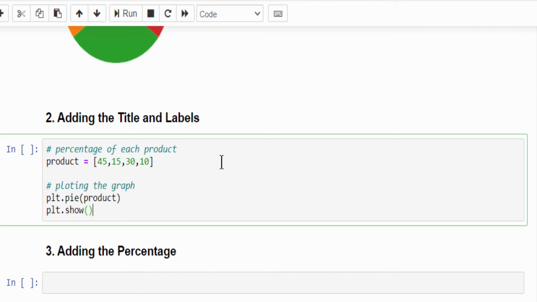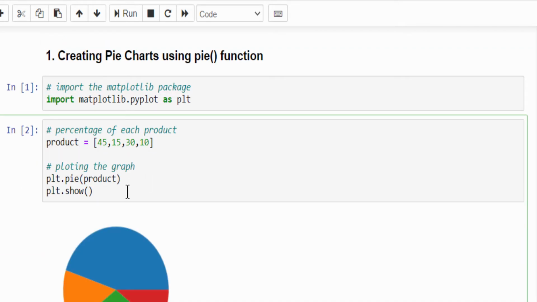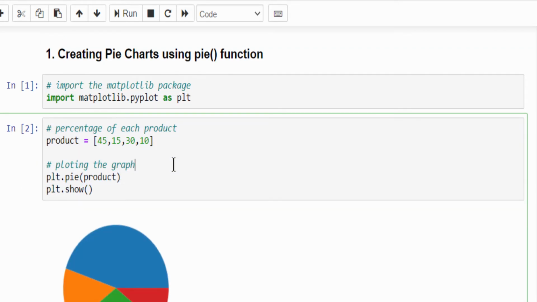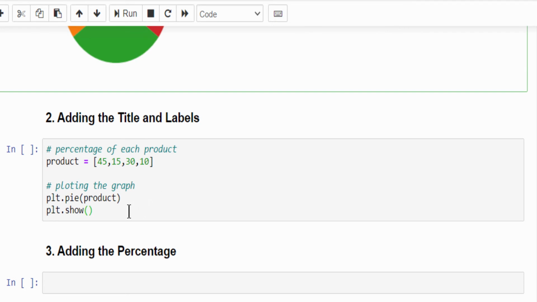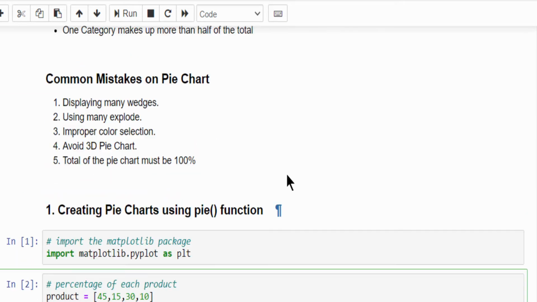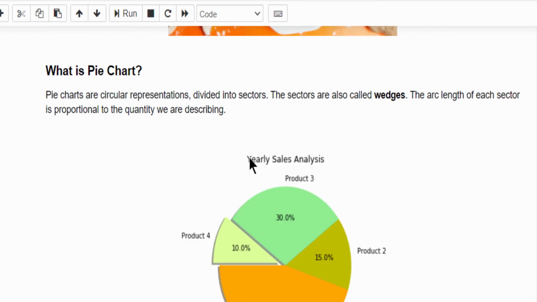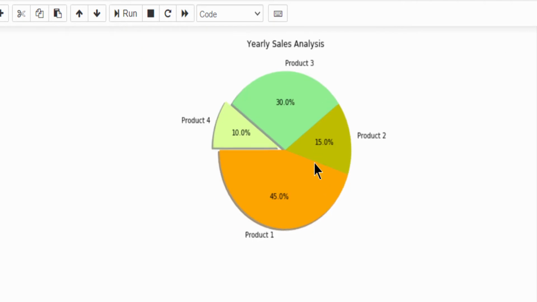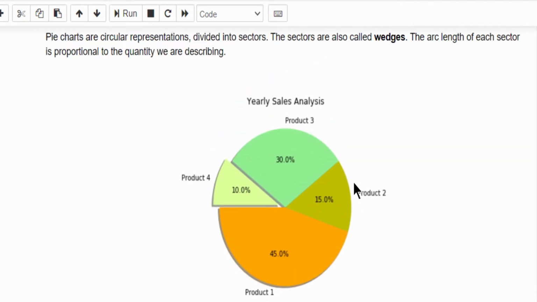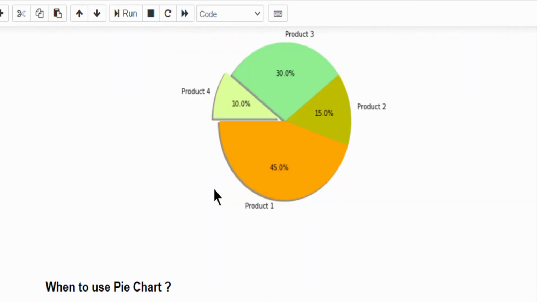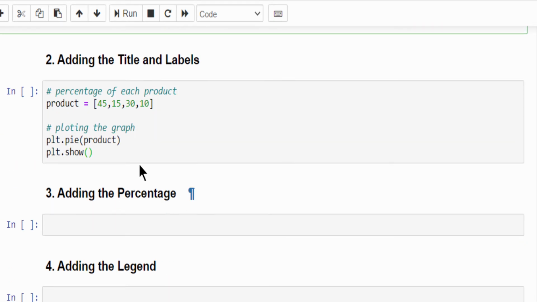So I'll be reusing the same code again and again by adding a few more parameters, rather than coding it as a single program, so that it will be easy for you to understand step by step. Now we are going to add the title and the labels. Title means this particular yearly sales analysis. Label means product 1, product 2, product 3, product 4. Like that we can name it.